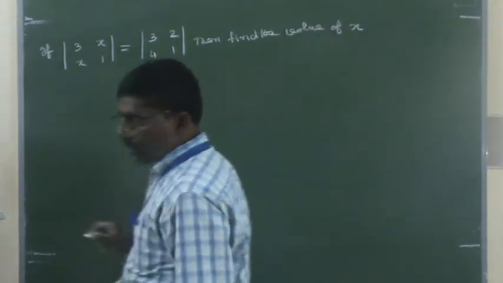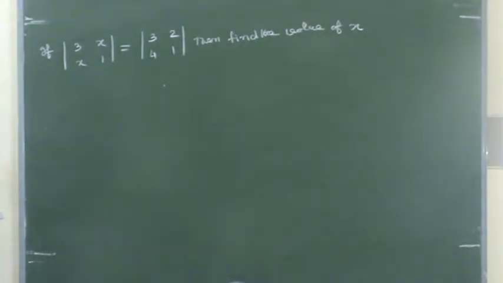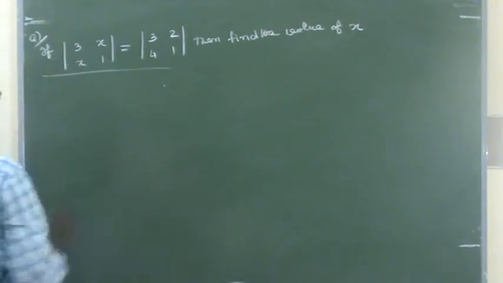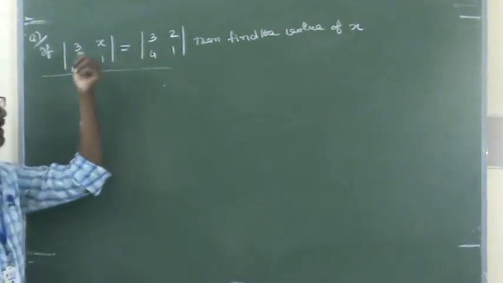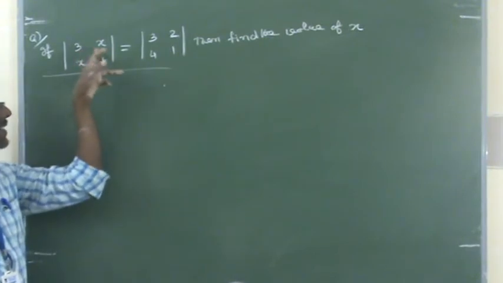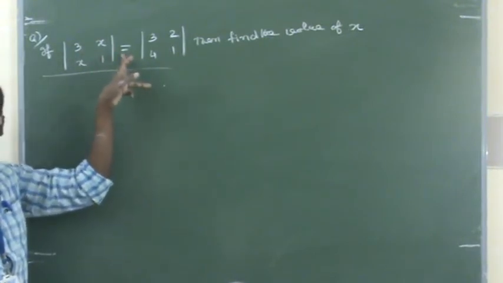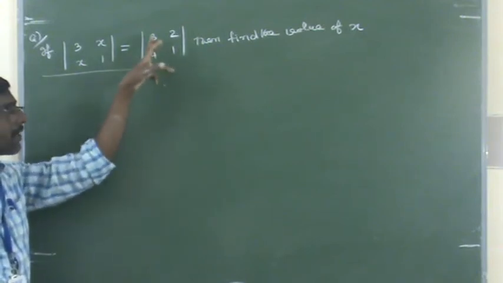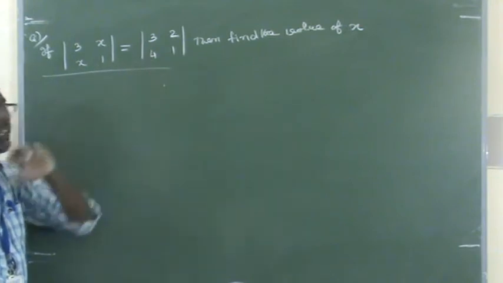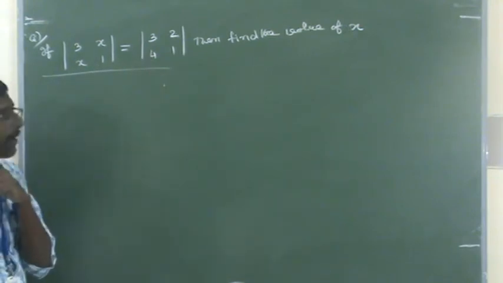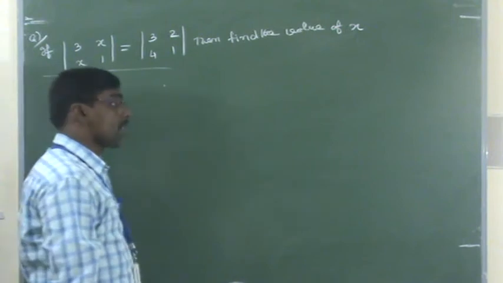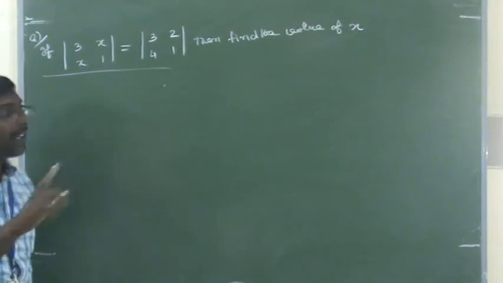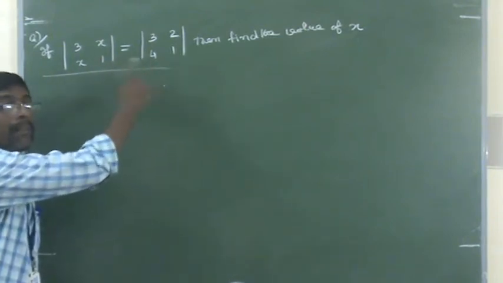Important problem. So many students are getting confused by problems like this. If it is written that the determinant of 3x, x, 1 is equal to the determinant of 3, 2, 4, 2, then find the value of x. This is the problem. So many students are getting confused. Why? Because equality of two matrices is different from equality of two determinants.